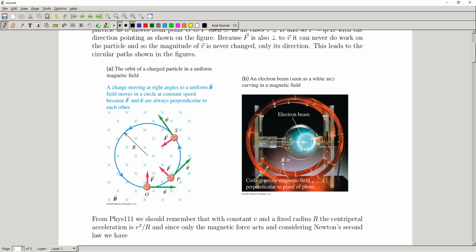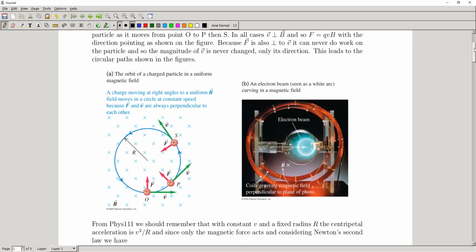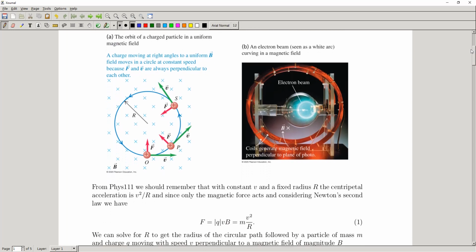You can see this glowing ring here is just a beam of electrons that's being bent into a circular path by these large coils here that are generating a magnetic field. This is exactly what's happening here, right? And you may see them in the lab, or you may not this year. I'm not sure if they do them for 112.